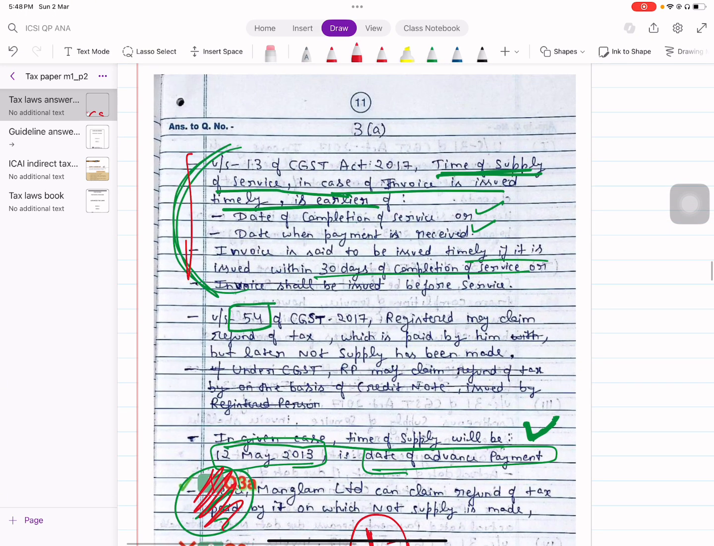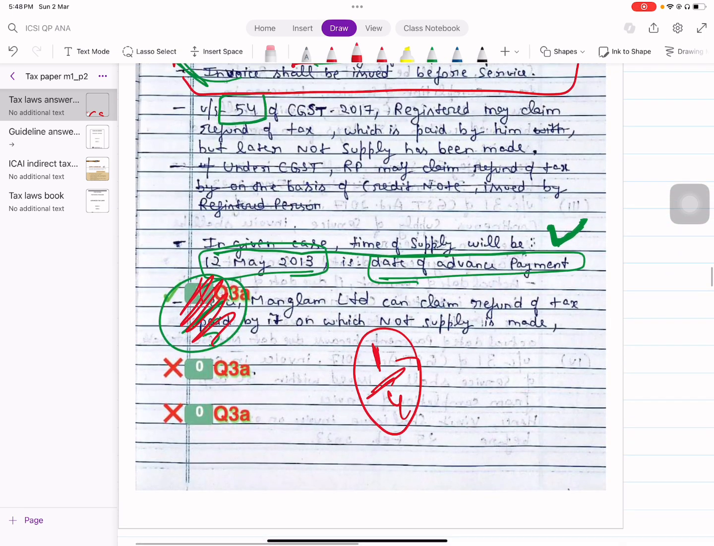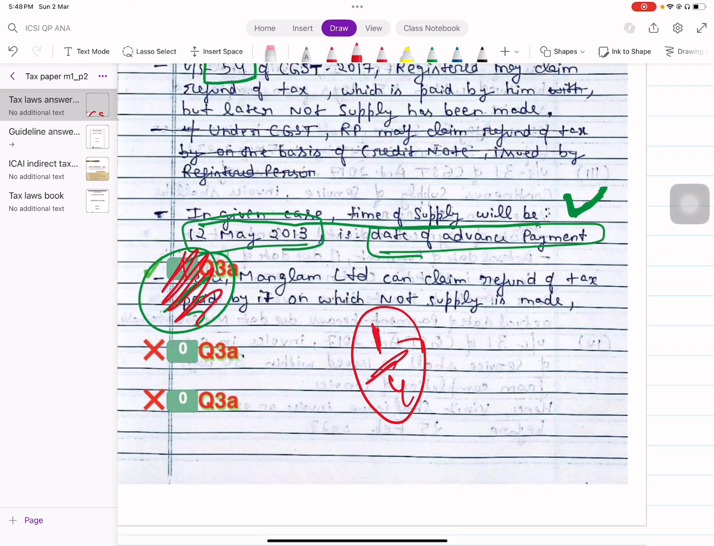the provisions are: under section 13 of CGST, the time of supply of service, in case the invoice is issued timely, is the earlier of the date of completion of service or the date when payment is received. The invoice is said to be issued timely if it is issued within 30 days from completion of service. Now in the given case, the time of supply will be 12th May, that is the date of advance payment.